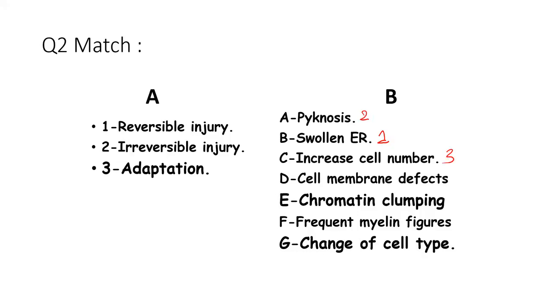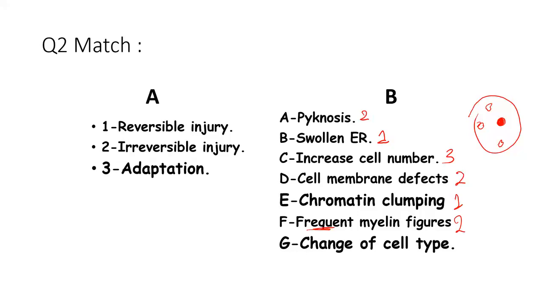Cell membrane defects. Cell membrane defects go where? Of course, they go with irreversible type of injury. Chromatin clumping, just clumping of chromatin, goes where? Again, it goes with reversible injury. You can just have clumping of chromatin and you see the details of the nucleus. This is a reversible injury.